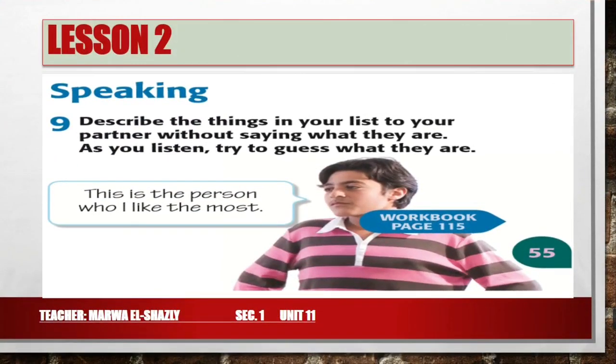Speaking. Exercise 9. Describe the things in your list to your partner without saying what they are. As you listen, try to guess what they are. Let's read the example. This is the person who I like the most.